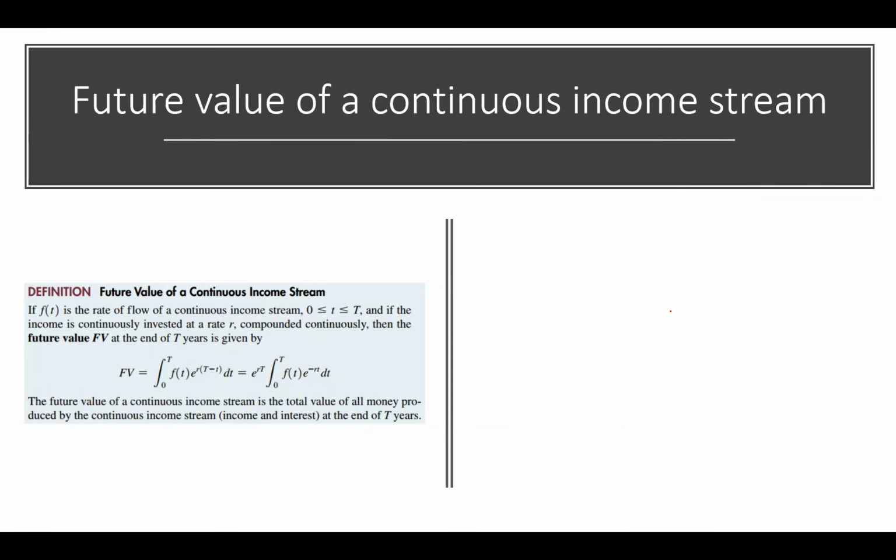And relatedly, we have the future value of a continuous income stream. So what does this mean? This is our income example. For each point t, we have the income alpha t. This is the salary we receive at a particular time point t, and our endpoint is uppercase T. So we have the condition that the income is continuously invested at rate r and compounded continuously, right? So it means that this income itself is going to get compounded continuously until this endpoint.